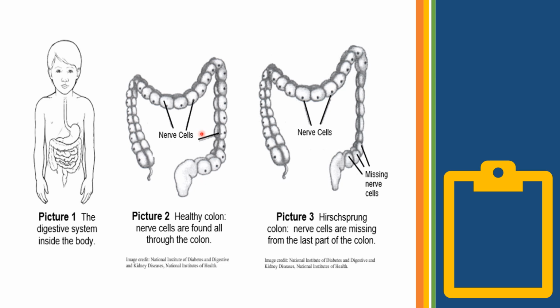Here in this picture, we can see the digestive system of our body, and here the neuronal cells or nerve precursor cells are migrating from the oral end to the anal end. Now, if the migration of these nerve cells is absent at the terminal part of this colon, that condition is known as aganglionosis or congenital megacolon. The term aganglionosis means there is no nerve ganglion at this terminal part. But why it will result in megacolon, that we will see now.